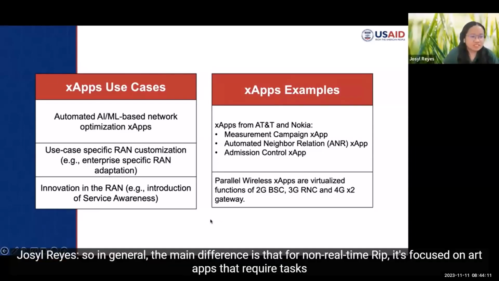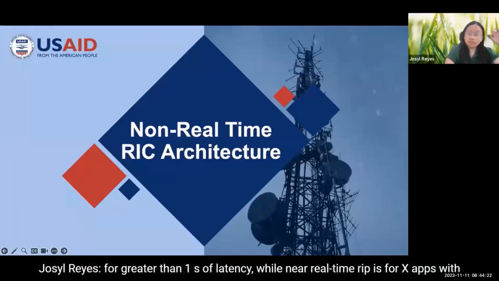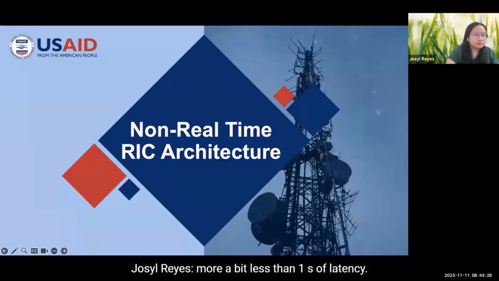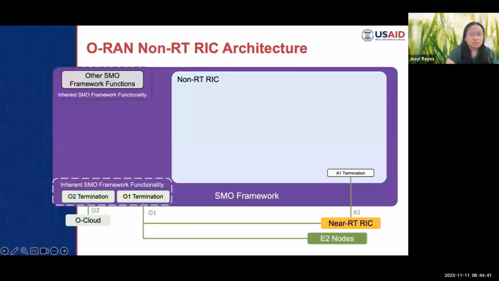Okay, so in general, the main difference is that the non-real-time RIC is focused on rApps that require tasks with greater than 1 second of latency, while the near real-time RIC is for xApps with less than 1 second of latency. Okay, let me just go over briefly this non-real-time RIC architecture.